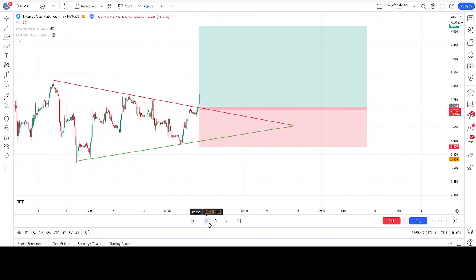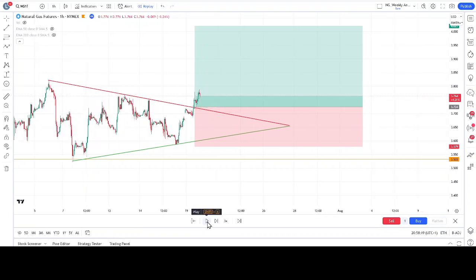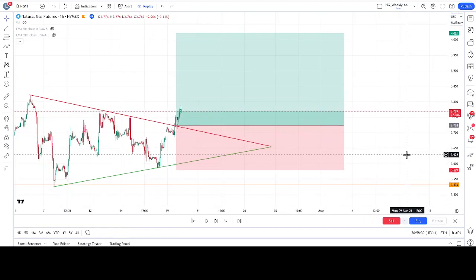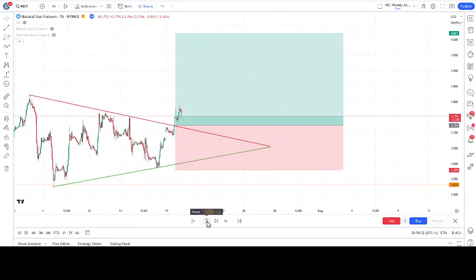There you go. Okay, it's triggered in here. You see, it's a perfect retest. Can you see it's nicely retested the triangle? And now let's see how it works out. So let me play.